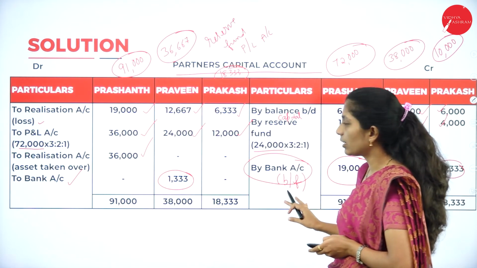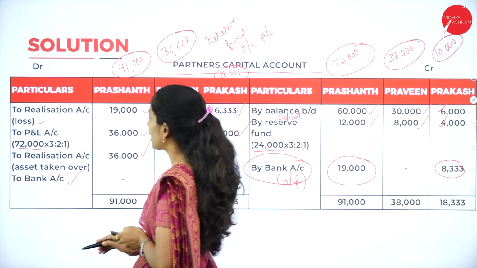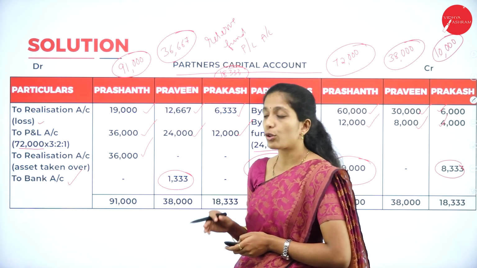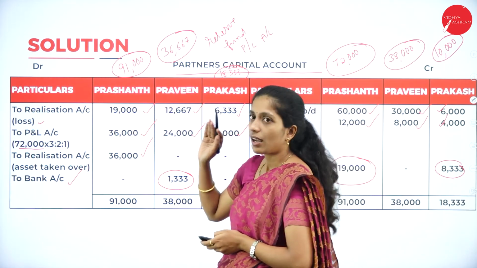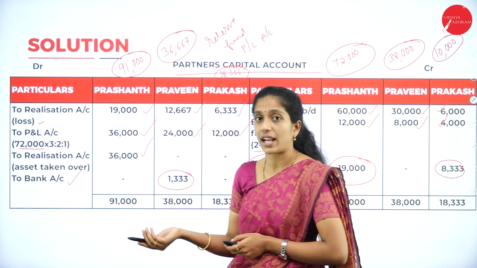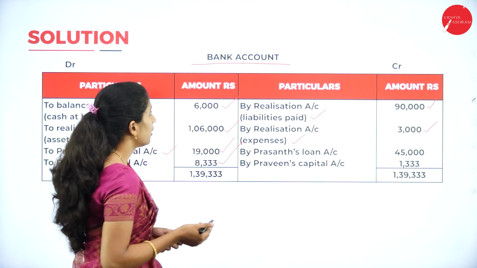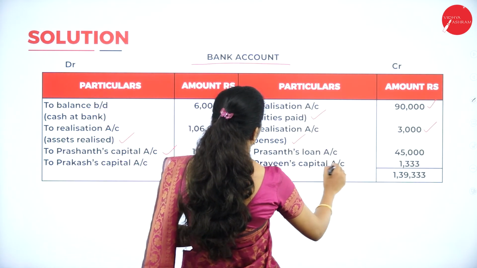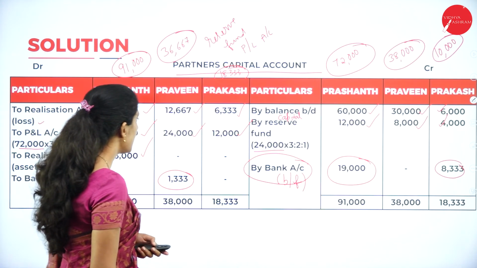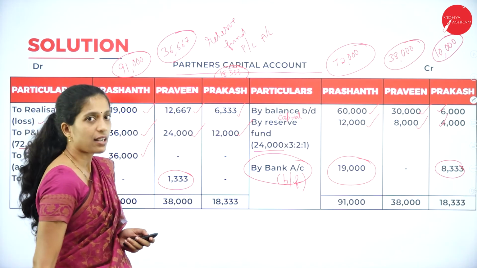Now again come to the partners' capital account. We are done with the credit side. Come to the debit side. Here we have to bank account once again, and the amount is in Praveen's column. So what would be your entry? Praveen's capital account debit to bank account. So in your bank account, by Praveen's capital account, 1,333. That is the balancing figure, 1,333. Now we are done with the partners' capital account.